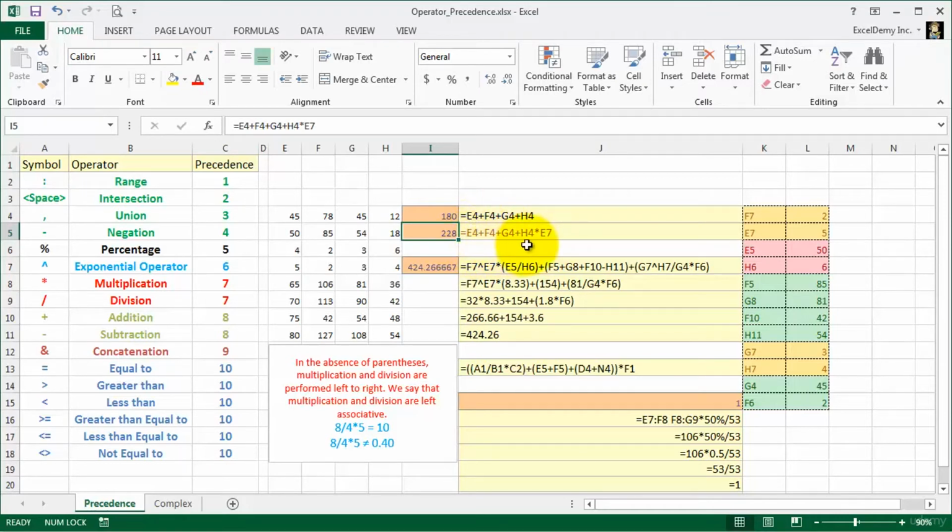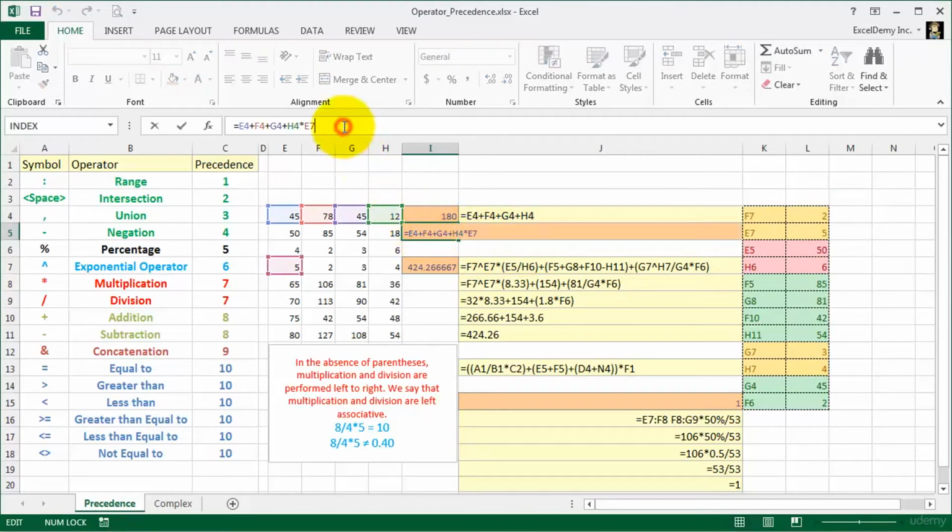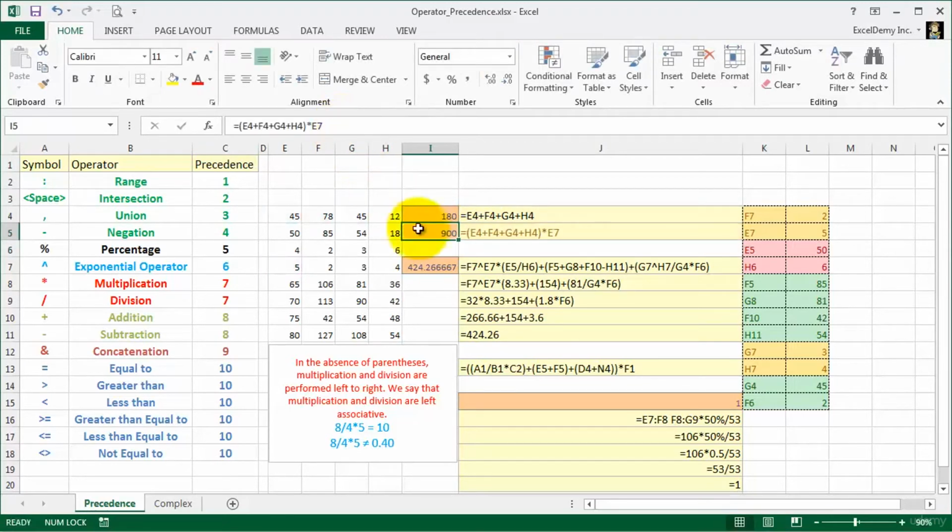Let's use it. Double click on the formula cell. I edit the formula in the formula bar. Opening parenthesis, closing parenthesis. Now press return. You see the result is now 900.